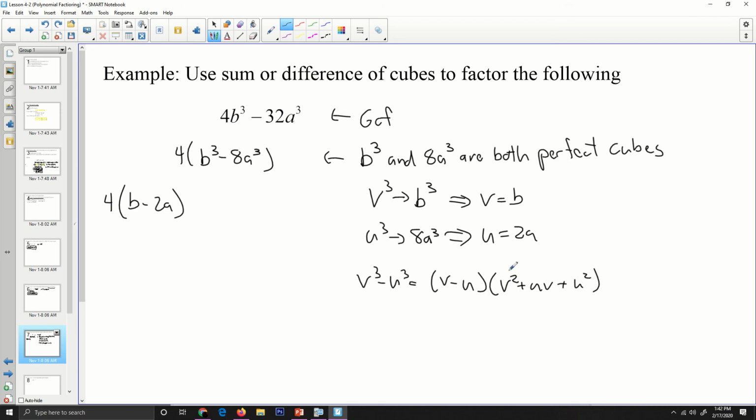And then v squared, well, b times b is going to be b squared. uv, so 2a times b is going to be 2ab. And then u squared, 2a squared, 2a times 2a is going to be 4a squared.